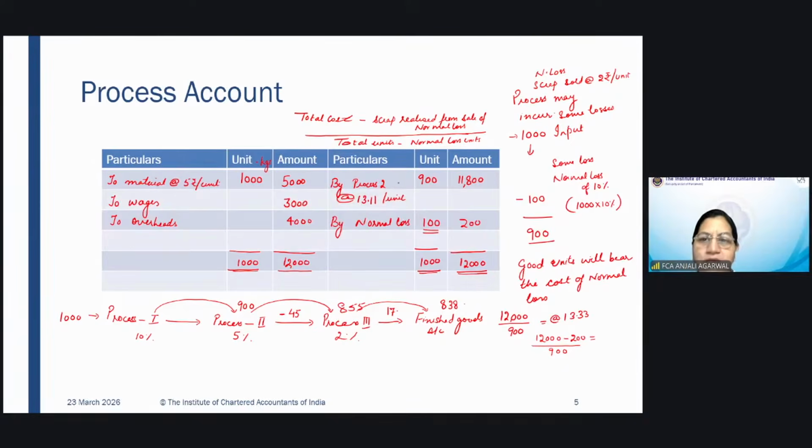And also, if there is ever any abnormal loss or abnormal gain in the process, that will also be valued at this price only. So whatever this figure is, this will be the figure for units moving to the next process. This will be the rate for units which are abnormal loss, or if there is an abnormal gain, this will be the rate at which the abnormal gain will apply. Now, where does abnormal loss or abnormal gain come from?